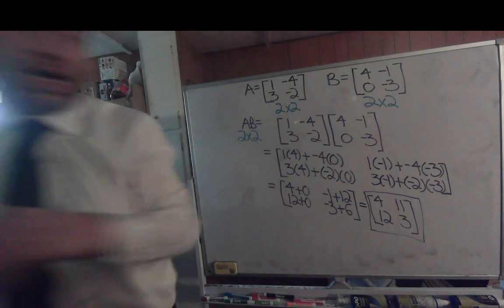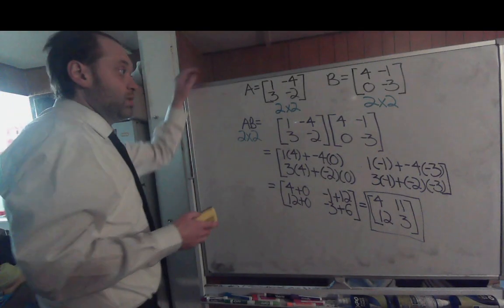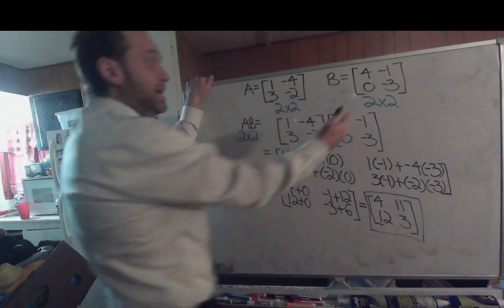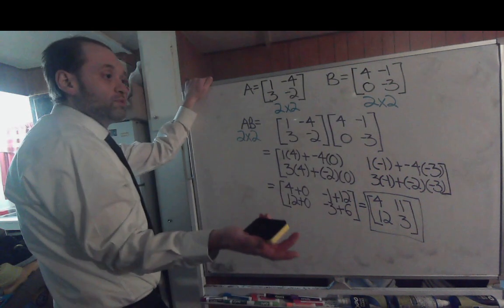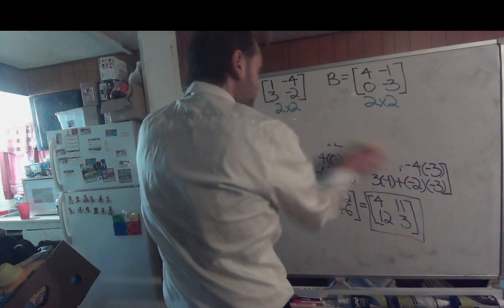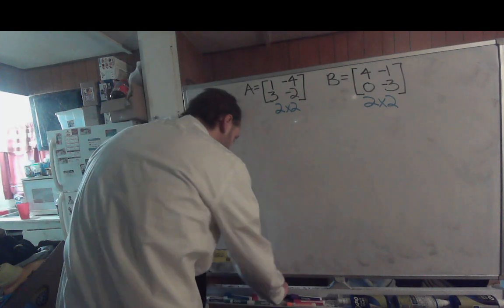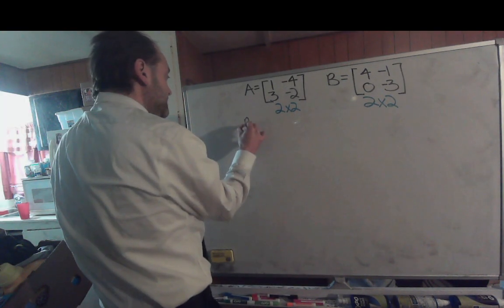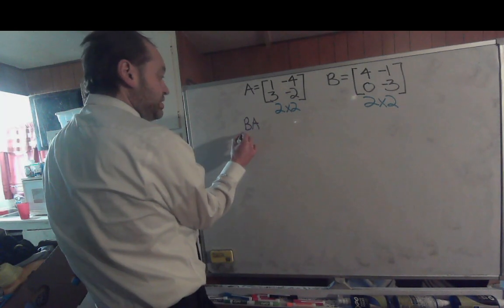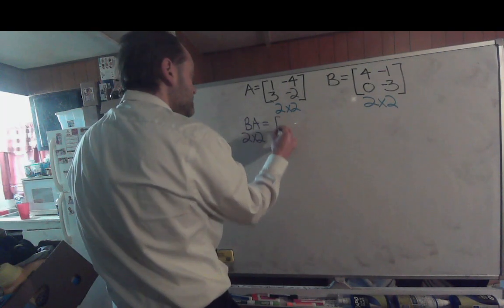All right, now, can we do B times A? That's a bigger question. We definitely can because, again, they're both 2 by 2s. If they're square matrices with the same dimensions, you can multiply in reverse also. You totally can. So this time, let's figure out B times A, or BA, which should also yield a 2 by 2 matrix. But you should get a completely different result.